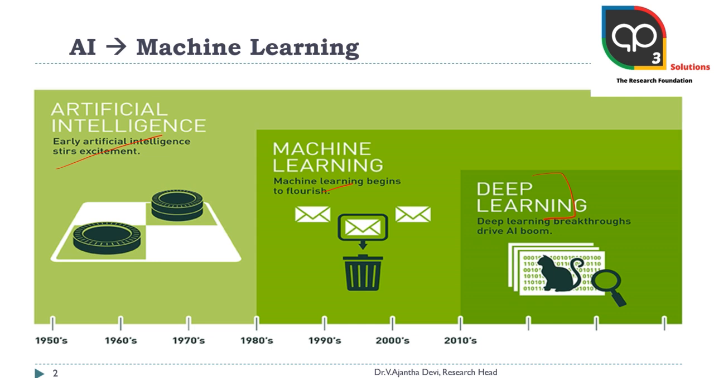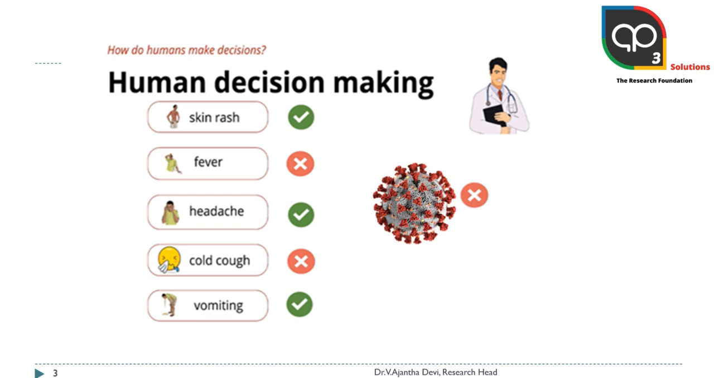Dear friends, here we are looking at how a human decision happens. Let me discuss the process of a human decision. Let us take an example from the medical domain, where a doctor is looking at a patient and trying to decide whether the patient has COVID or not. The doctor might be looking at several factors such as skin rashes, fever, headache, cold and cough, or vomiting, and decide whether the person has COVID.